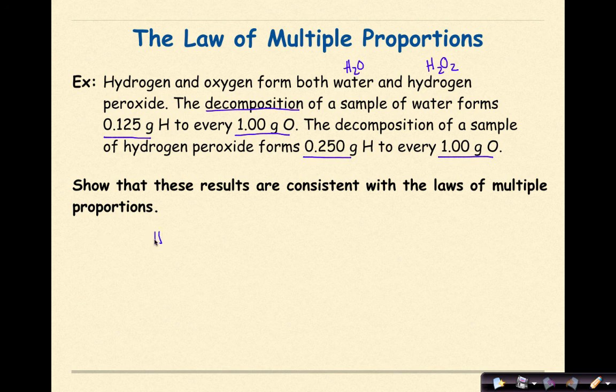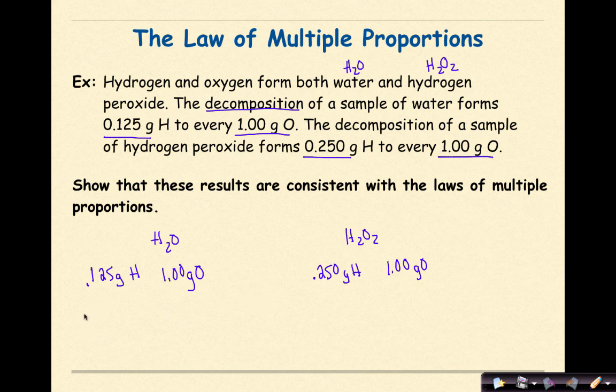We have water, and in water we have 0.125 grams of hydrogen to every 1 gram of oxygen. And then for hydrogen peroxide, H2O2, we're going to have 0.250 grams of hydrogen to every 1 gram of oxygen. So what they want to see is that each of these differs by an oxygen, and because they're differing by an oxygen, we want to see the relationship between these two.